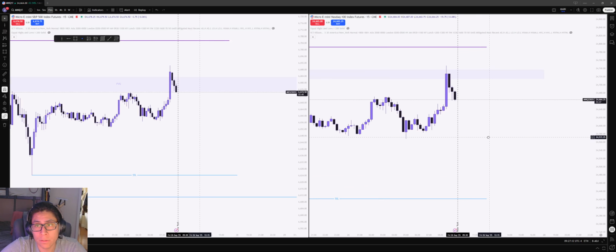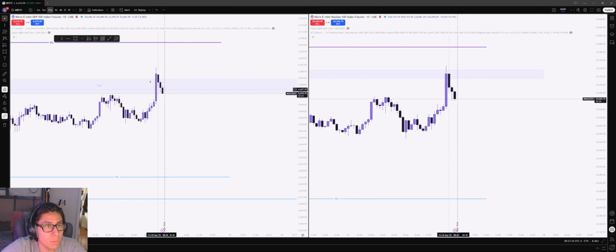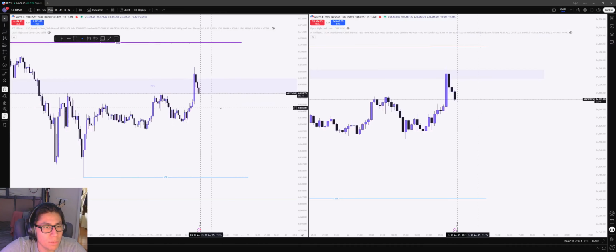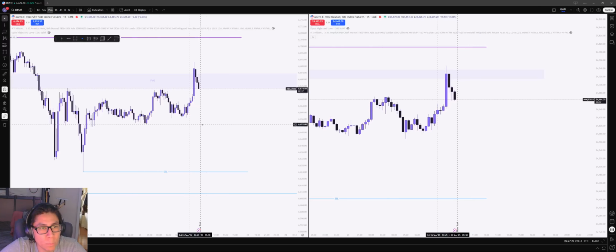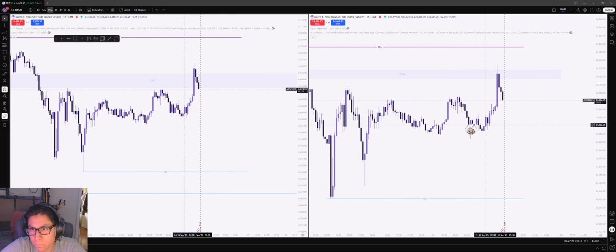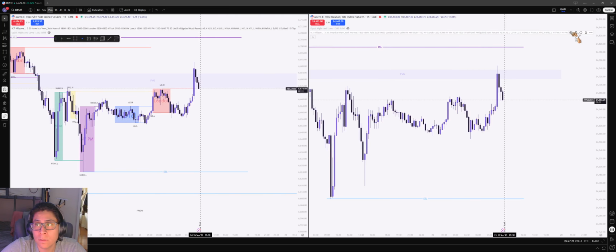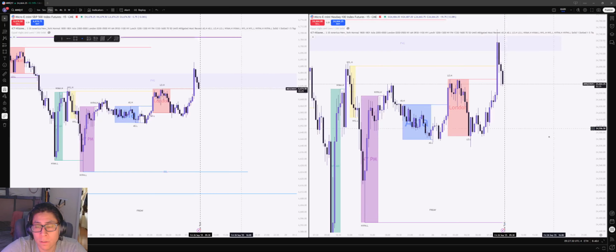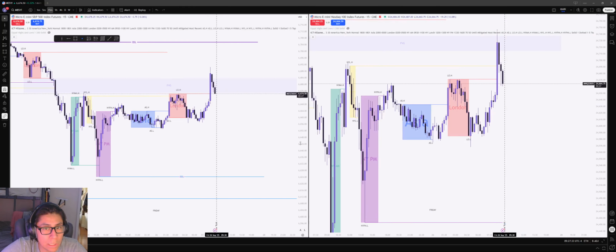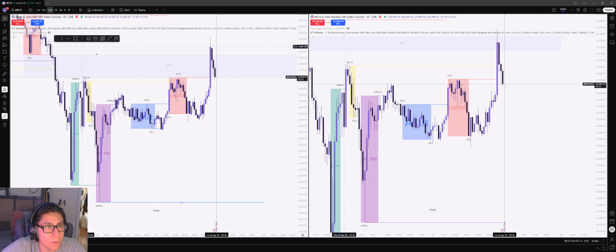So I would want to see us ultimately disrespect this 15-minute gap. Perhaps we might want to just sweep out these lows down here. And thing to keep in mind though. Hold up. Let me mark out these sessions, because the sessions are here.